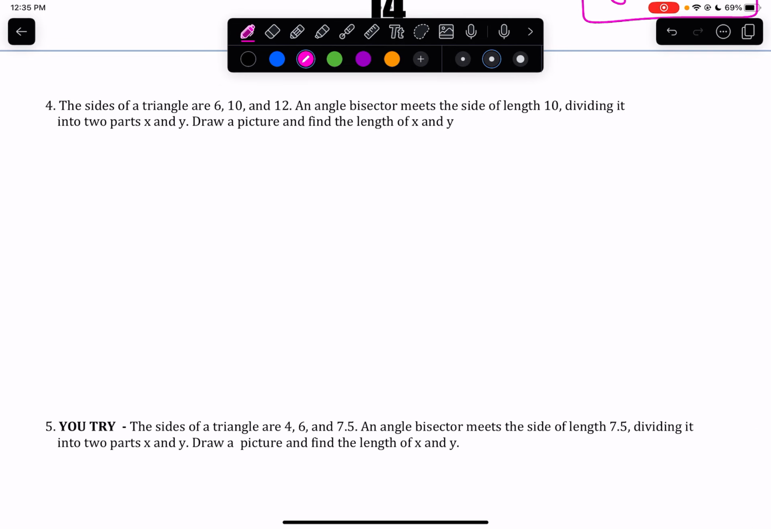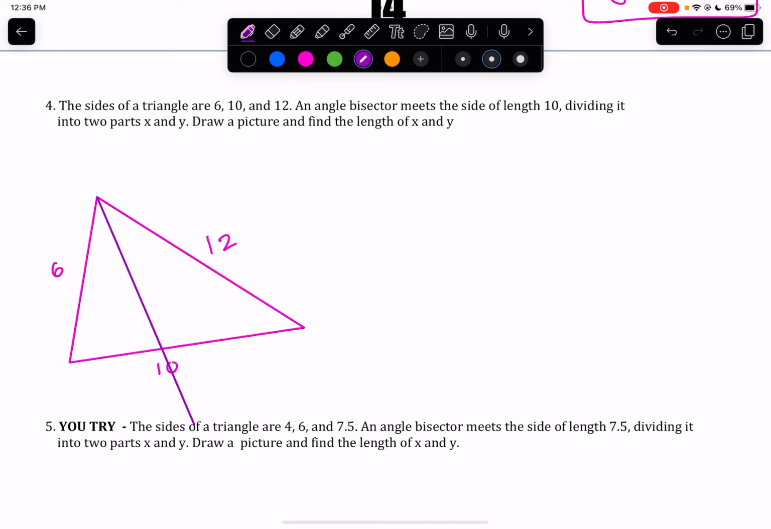Number 4 is the same type of problem, but it doesn't give you a diagram, so you might want to draw one. So we have 6, 10, and 12. An angle bisector meets the side of length 10, dividing it into two parts, x and y. Draw a picture and find the length of x and y. So the angle bisector is striking the side that has a length of 10, to create x and y. So it's the same sort of issue we had before. We can't use two variables. So instead of y, I'm going to say that y is equal to 10 minus x.